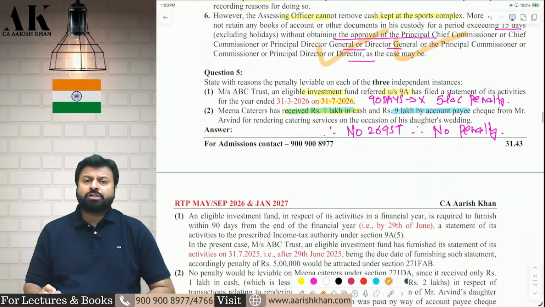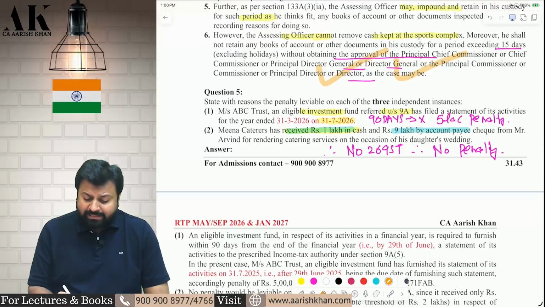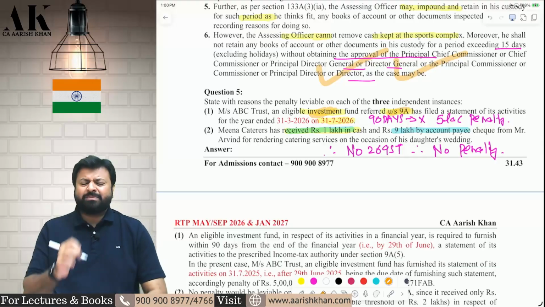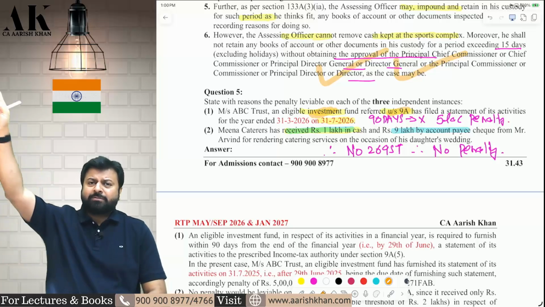Okay. Next question, question number 5. A very simple question. Penalty. There is an investment fund under 9A. Sir, what is an investment fund? We have done it in the chapter of non-resident taxation. Then the section is there. There is an investment fund outside India. There is a fund manager in India.